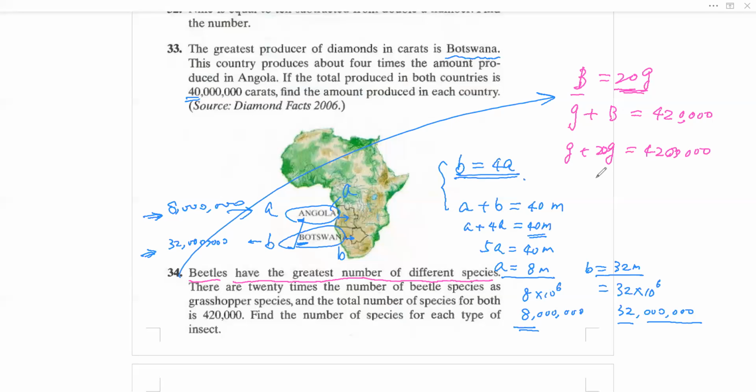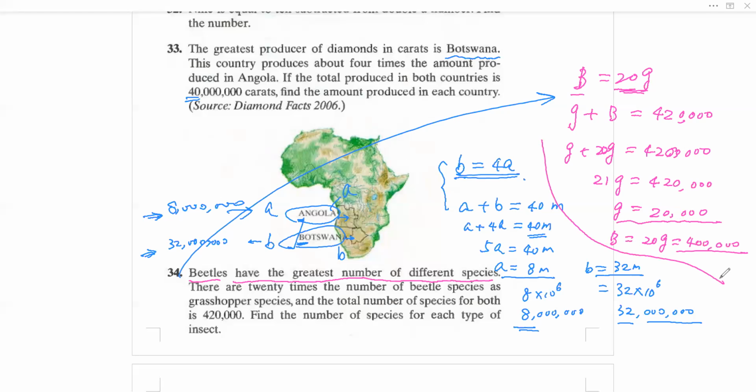420,000. So it means 21 grasshoppers equals 420,000. So both sides divided by 21. So you got 20,000. So grasshoppers have 20,000. What about beetles? Beetles are 20 times grasshoppers, right? So equals 400,000. So totally 420,000. So it's easy, right? Okay, so the homework part, we're done.